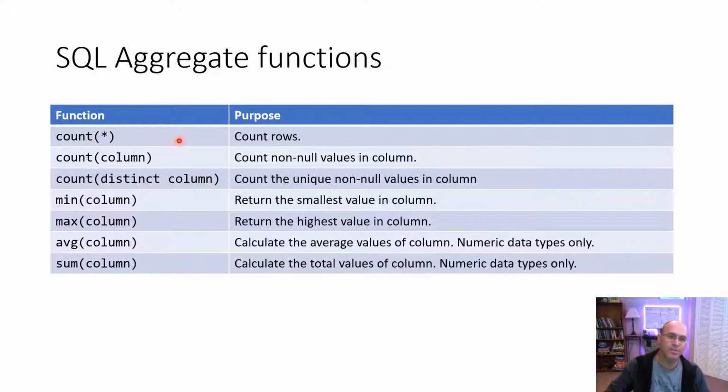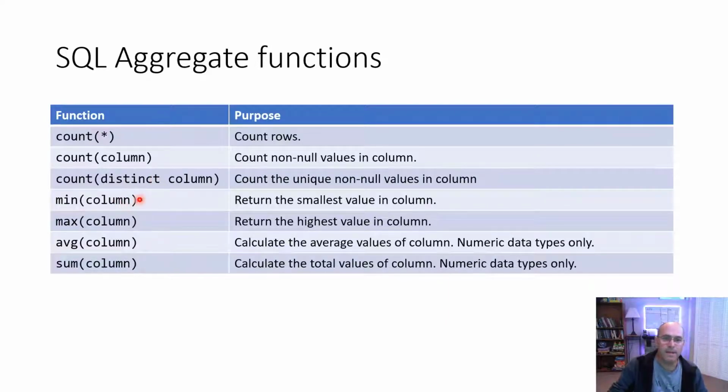So count star is used to count actual rows or tuples. So it doesn't look at an individual column, it looks at the entire row in the count. And then count column will count the non-null values within that column. So in many cases, count star and count column end up yielding the same results or similar results. The only difference is if there's nulls in the column, you won't get the same results. So count distinct column is like count column, but it will only count the unique values from the column.